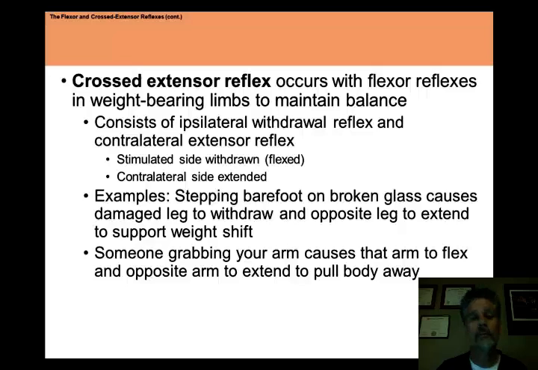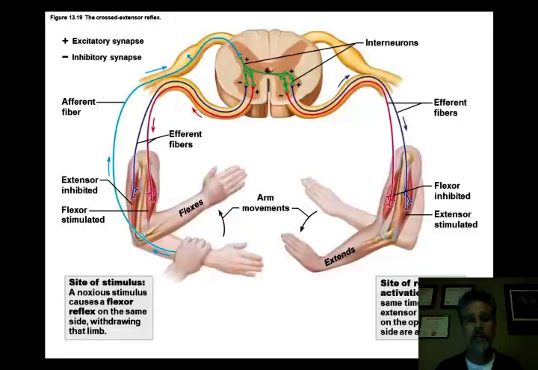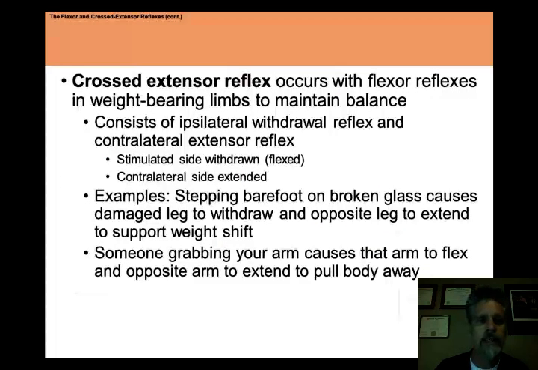So the example that your book gives you is stepping on broken glass or a nail causes that first leg to come up, but when we do that, we want to make sure that the other leg is prepared to take all of that weight. So we've got to have activity going for both sides. Same side is where the stimulus came in, that's ipsilateral, and then contralateral connection and communication as well. So this is another example, of an extensor reflex in this case. Somebody grabbing your arm causes that arm to flex and then the opposite arm pulls away.